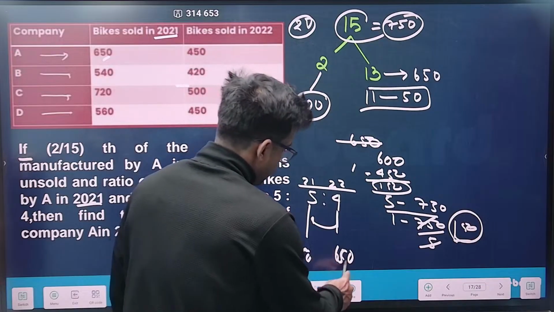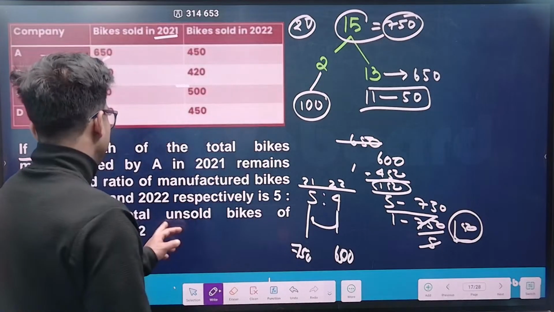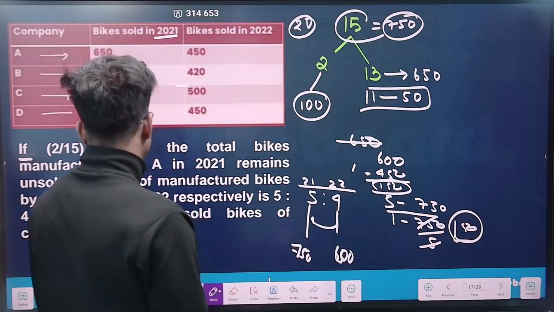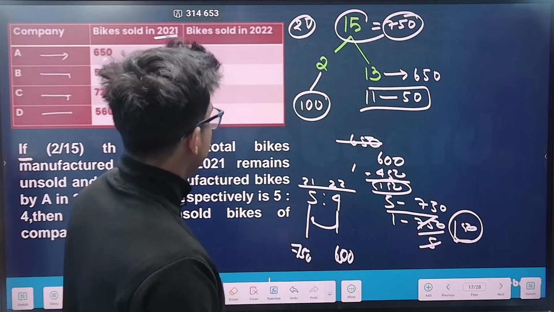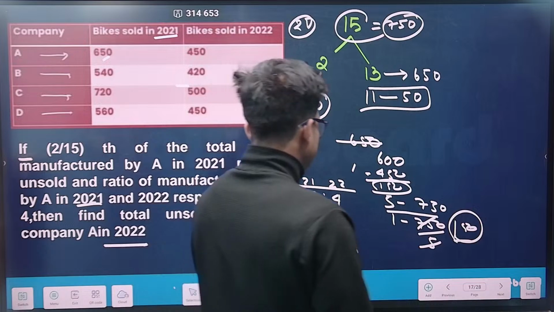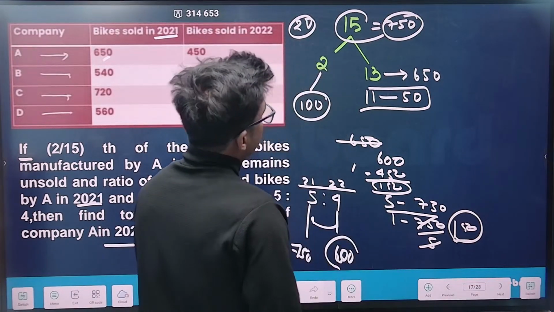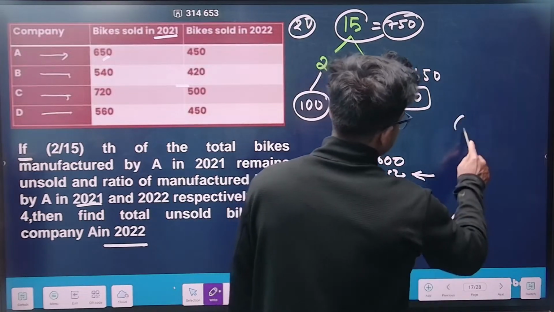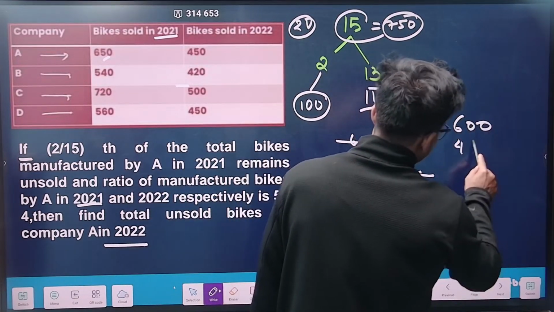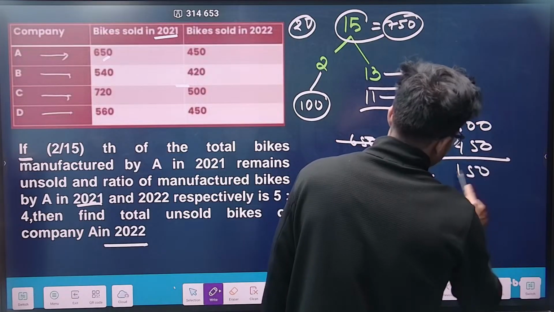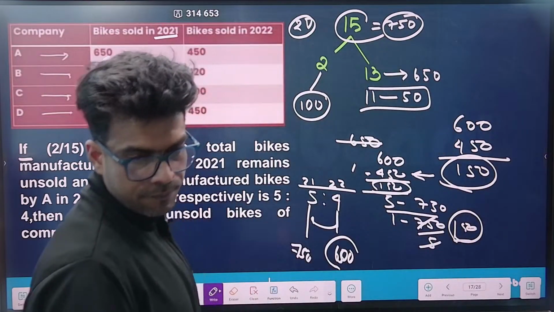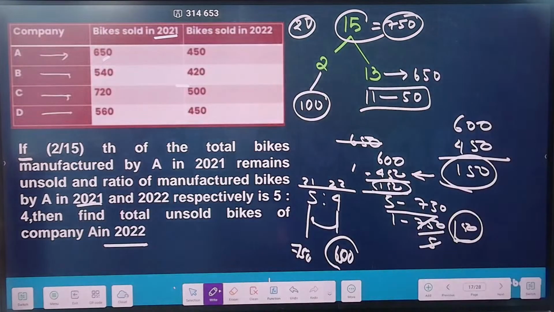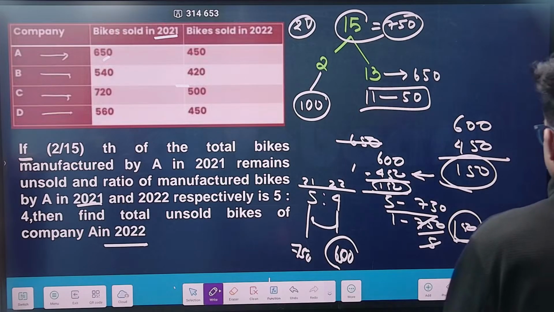Sorry, 600. So they are asking to find the total unsold bikes of company A in 2022. Unsold bikes of company A in 2022. So 600 is the basic point. 600 minus 2 by 5th of 600 is basically 450. So 600 times 2 by 5 is what? 450, which is 150, is the answer. Correct? I hope now it is clear to everyone. So these are previous year questions which are important for the exam.